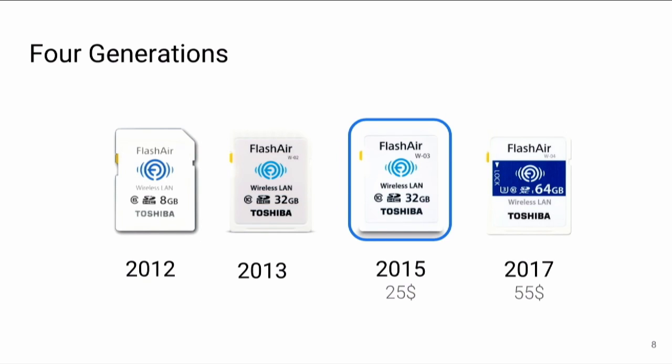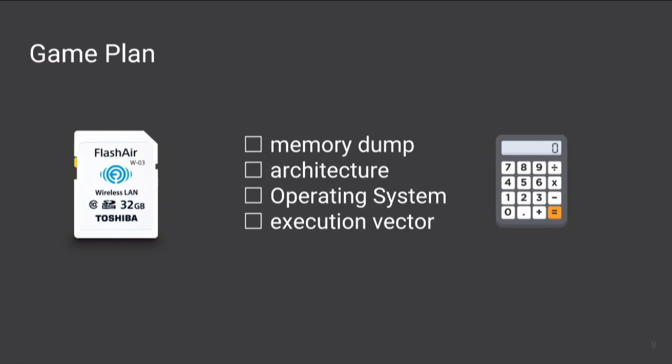And first, I will need to show you my checklist, the game plan to get code execution. First, we need a way to get a memory dump out of the card. Then we'll need to discover the CPU architecture. So spoiler alert, it's not ARM. Then we need to discover the operating system. It's not Linux, something more fun than that. And then we need to find some kind of execution vector. So that could be an overflow or an undocumented command. And again, the payload here will be a calc.